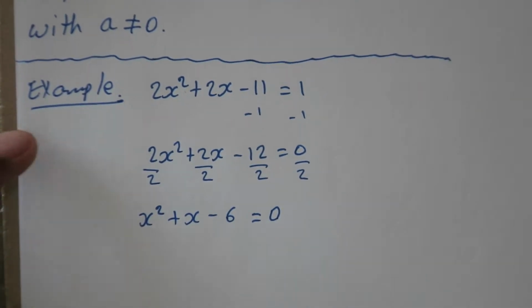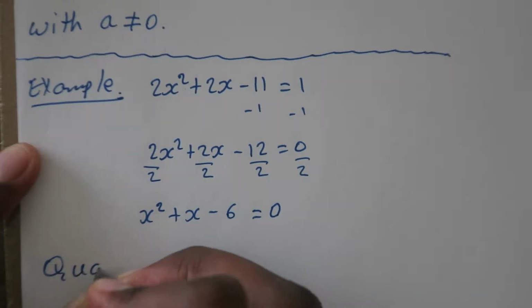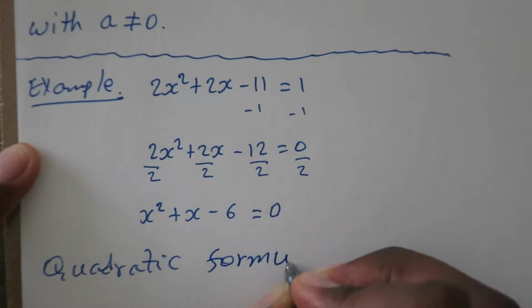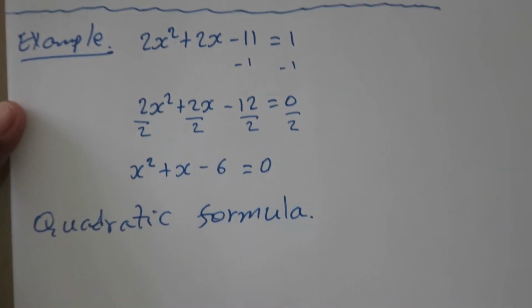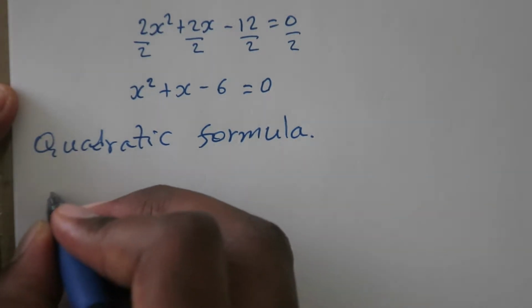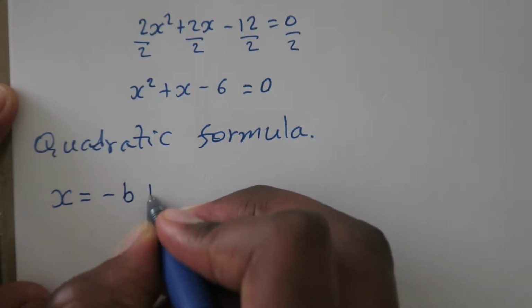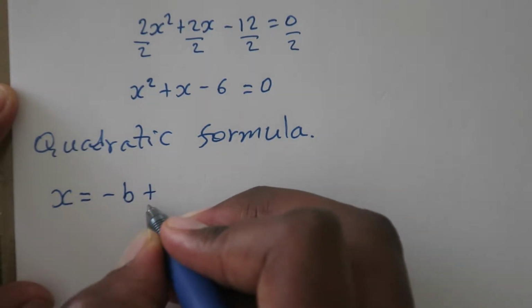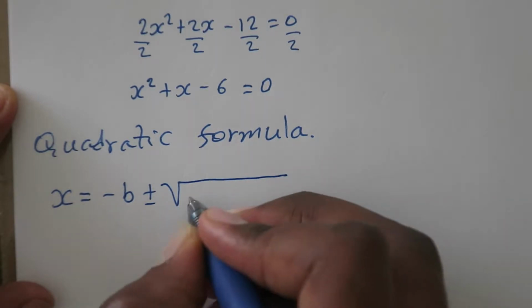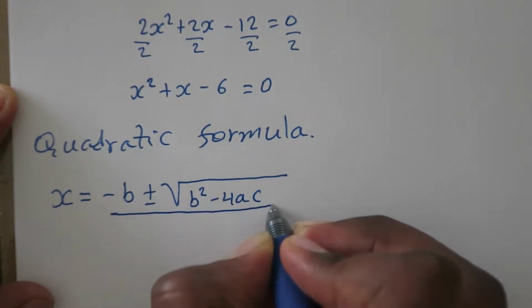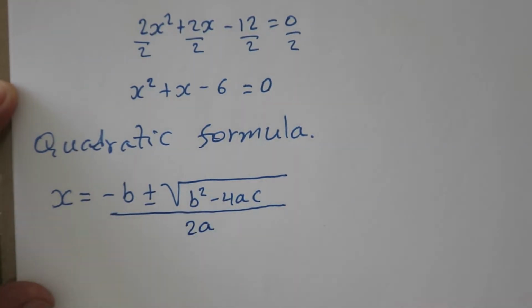Now, the quadratic formula is whenever you have a quadratic equation, you can solve it by the following formula here. The quadratic formula says that the solution x is going to be equal to negative b plus or minus the square root of b squared minus 4ac, all over 2a. So once you have the quadratic equation in standard form, label your a, b, c.